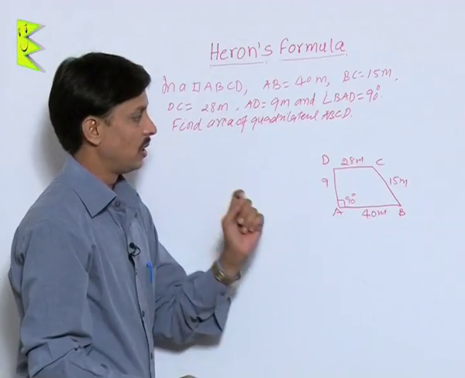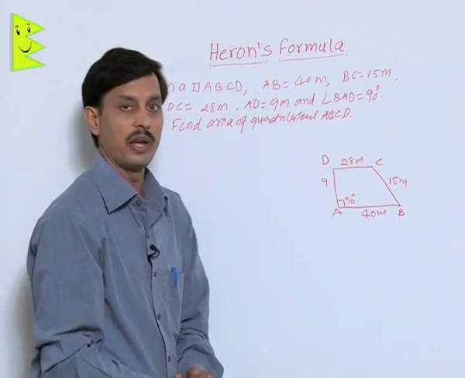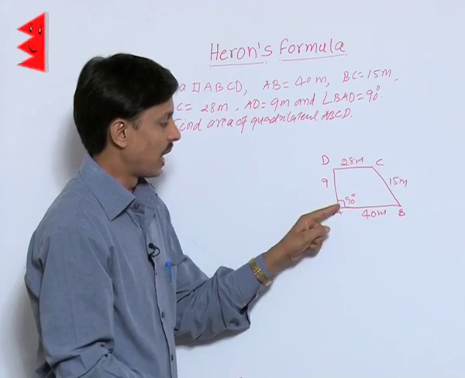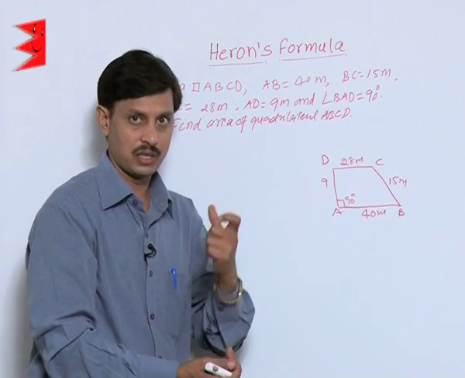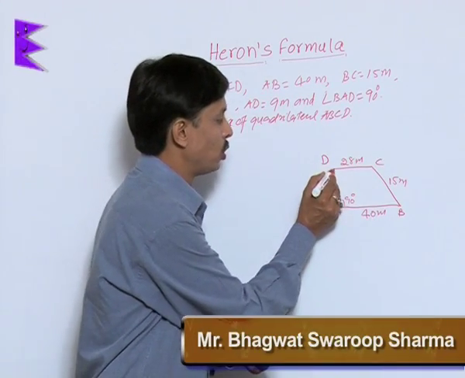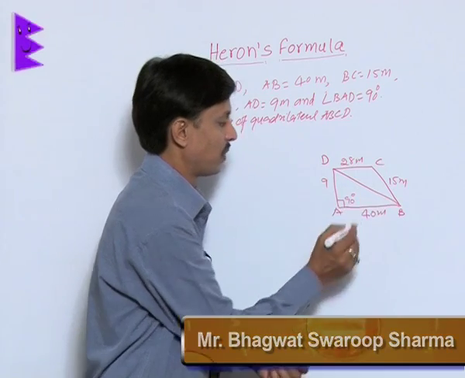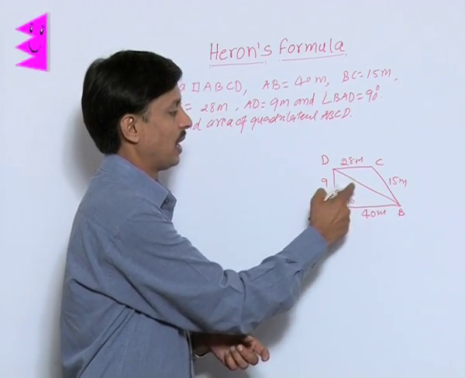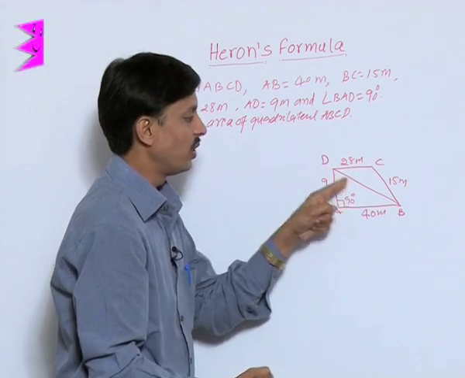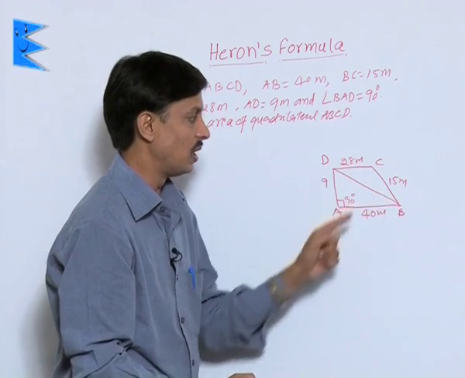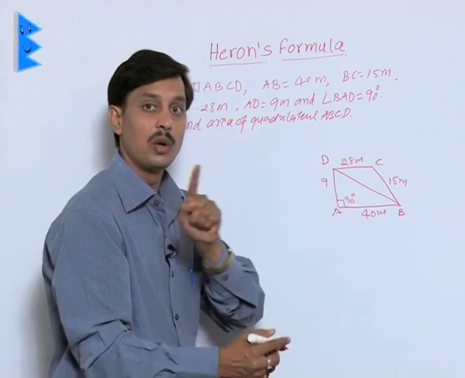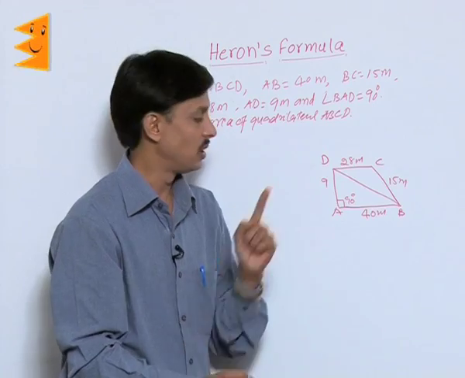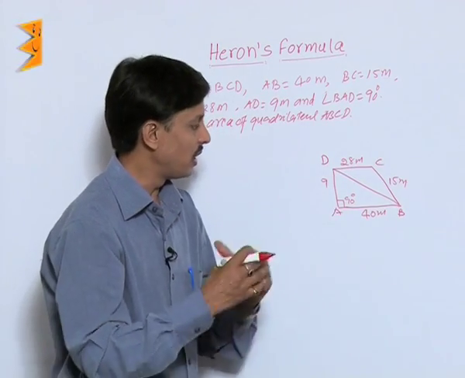In fact, Heron's formula is applicable in triangles. This angle is 90 degree, so it is advisable to join B to D because with the help of Pythagoras theorem, it is convenient to calculate the length of BD. If we join AC, no hypotenuse will form. That's why BD is joined.